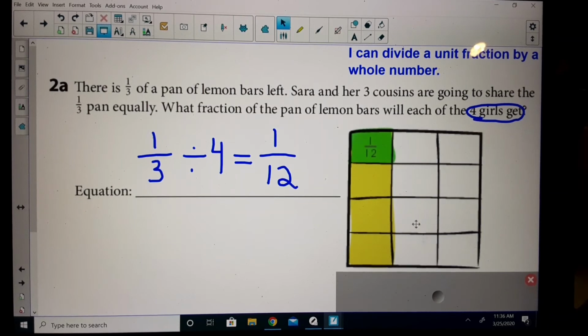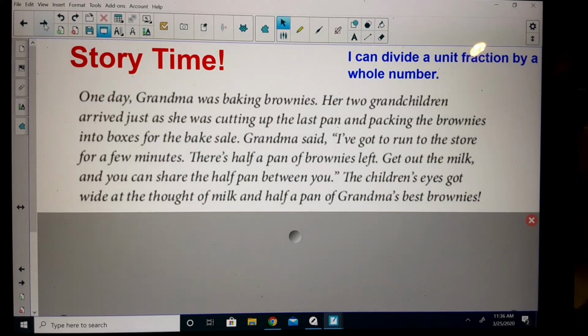Well, take a look. Here's the 1/3 of the pan of lemon bars divided into 4 sections. So each girl gets 1 section. And that would be 1 out of 12 of the whole pan. It seems like this is how it's done. So let's apply this to a story.